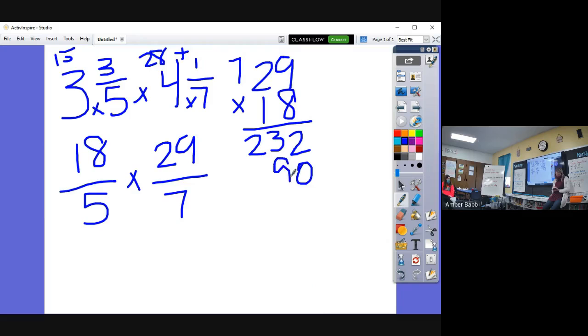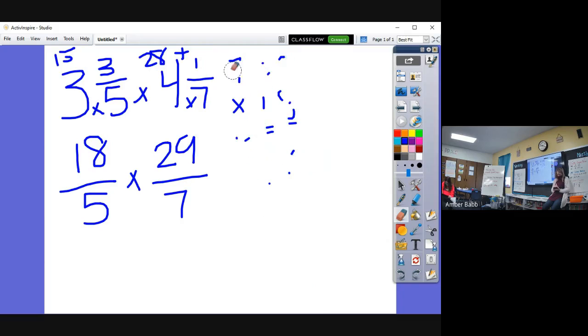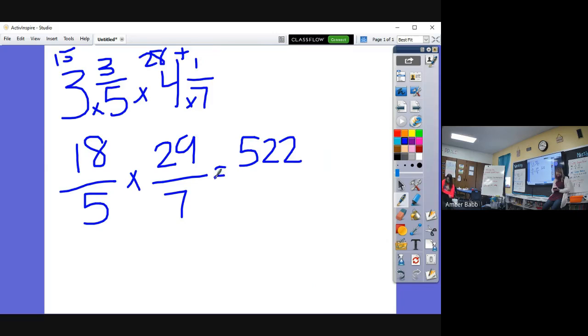1 times 9, 9. 1 times 2. Add these together. 9 plus 3 is 12. 2 plus 2 plus 1. 522. All right, that's my numerator, 522. Let me rewrite it. 522 over 35. 522 over 5 times 7, 35.